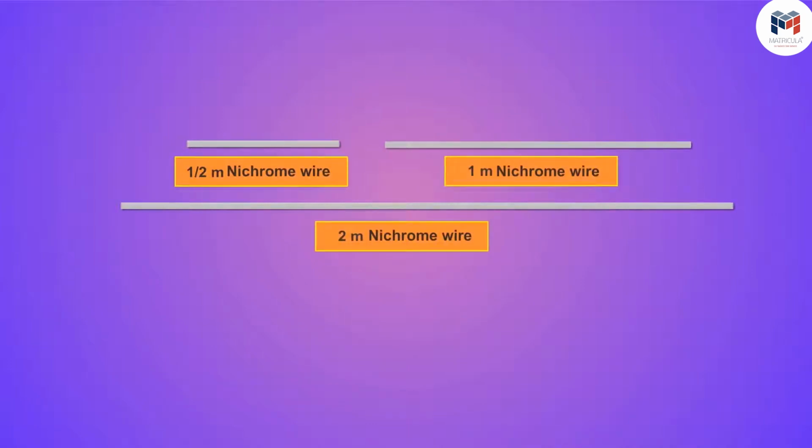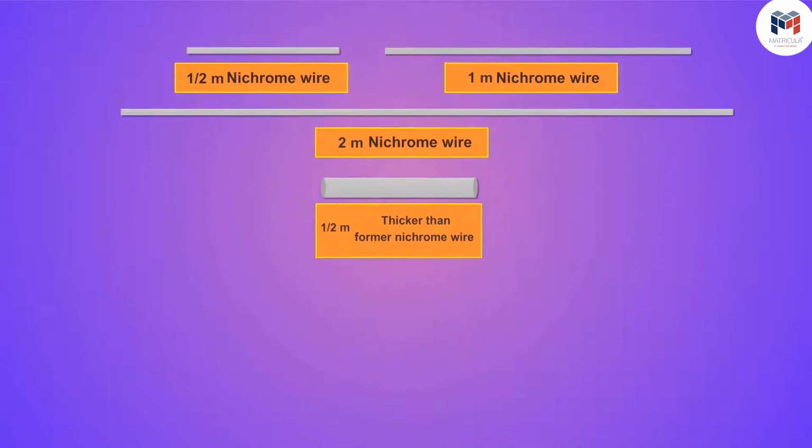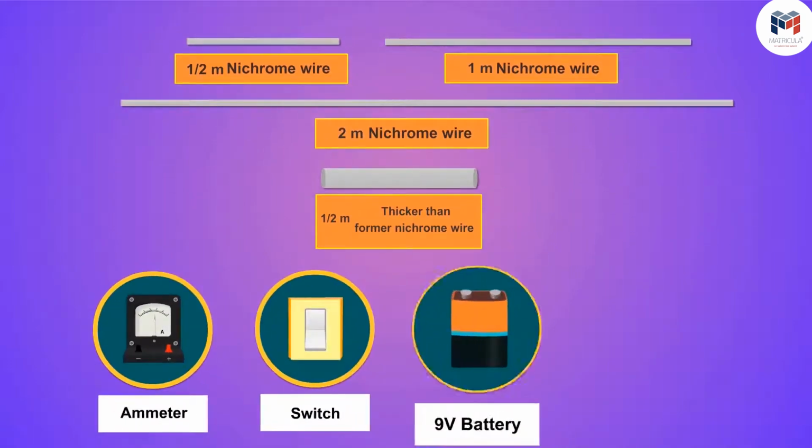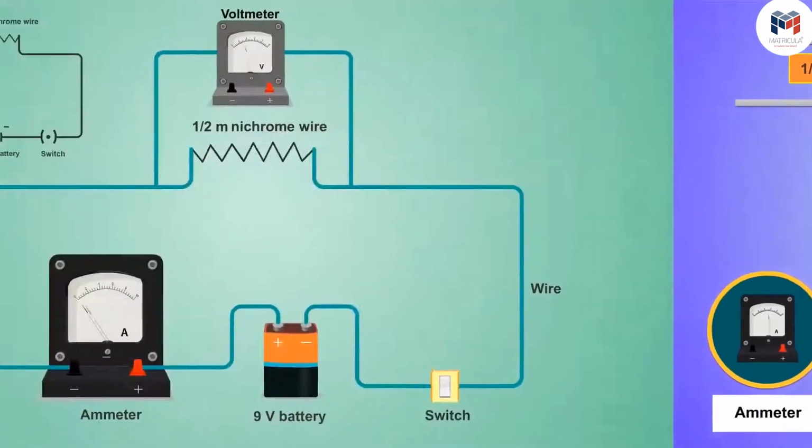To perform this activity, we need 3 pieces of nichrome wire having lengths of half meter, 1 meter and 2 meter. Other wire can be taken if there is no nichrome wire. One piece half meter long and thicker than the former nichrome wire, an ammeter, a key, a 9-volt battery and wires to connect the circuit. Connect the circuit in this way.